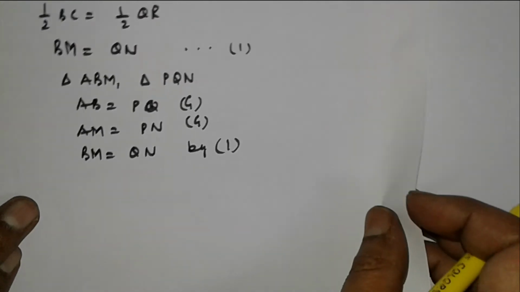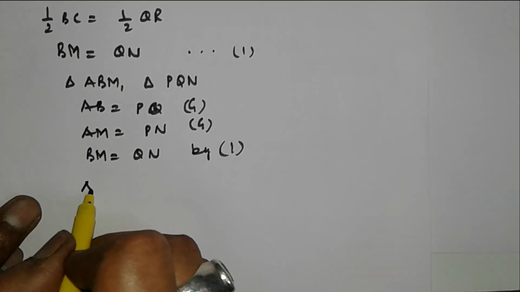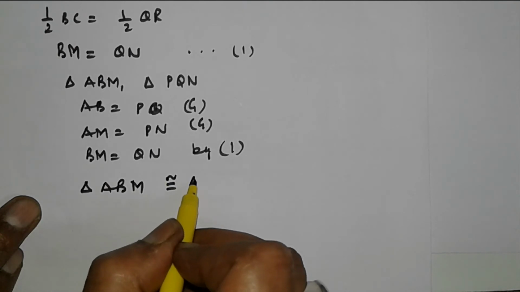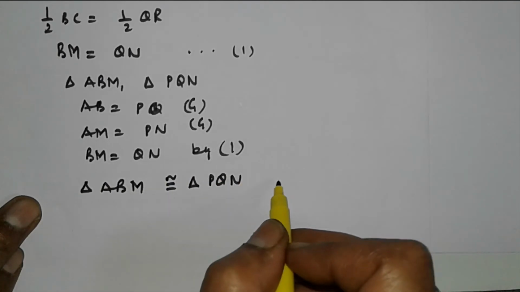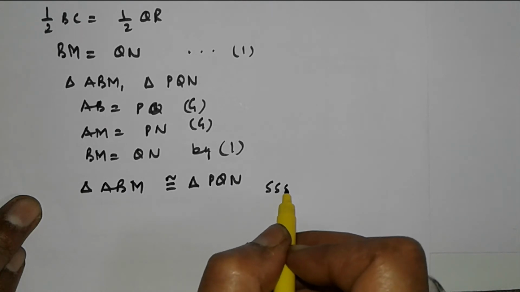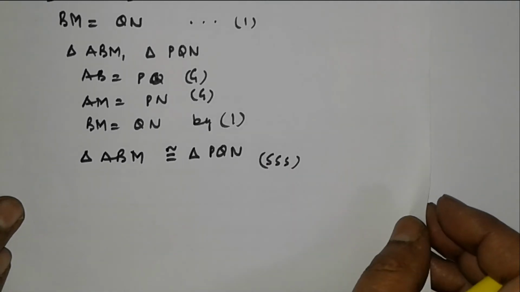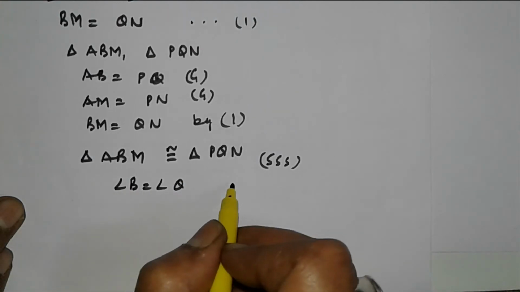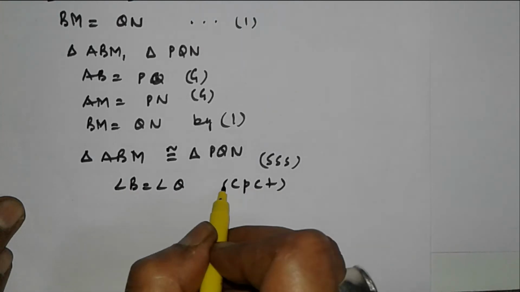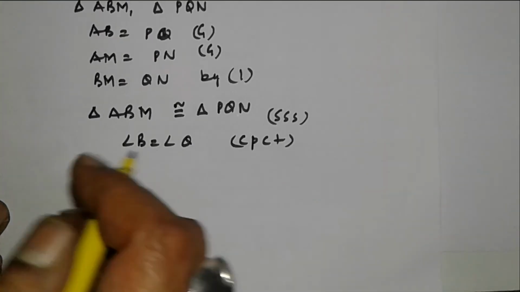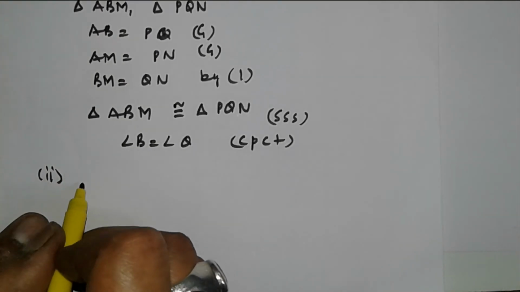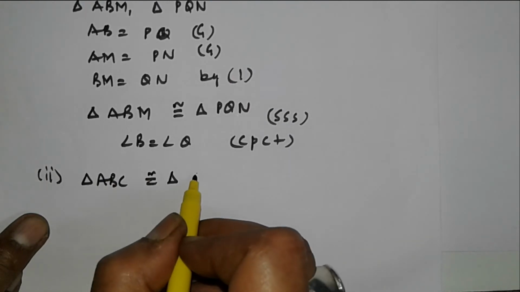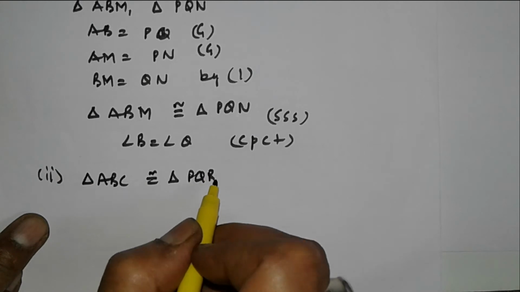So therefore the two triangles are congruent. So triangle ABM is congruent to triangle PQN, by the SSS rule, and therefore we can write angle B is equal to angle Q by CPCT. Now the second part that we have to prove: triangle ABC is congruent to triangle PQR, means the full triangle we have to take here.